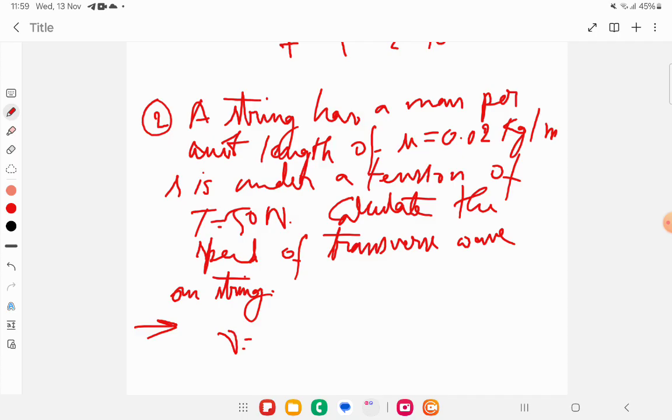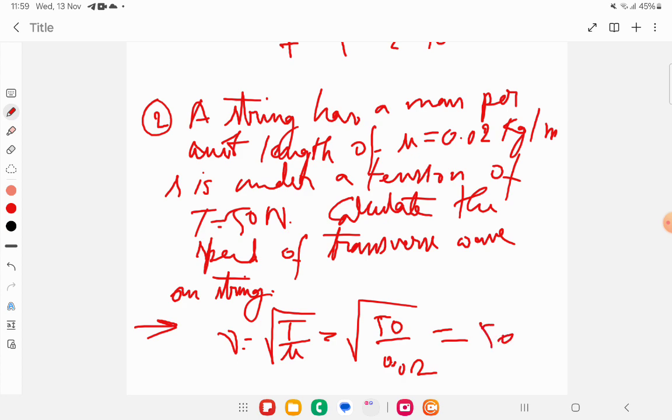v is equal to root over T by mu, is equal to root over 50 by 0.02, is equal to 50 meter per second.